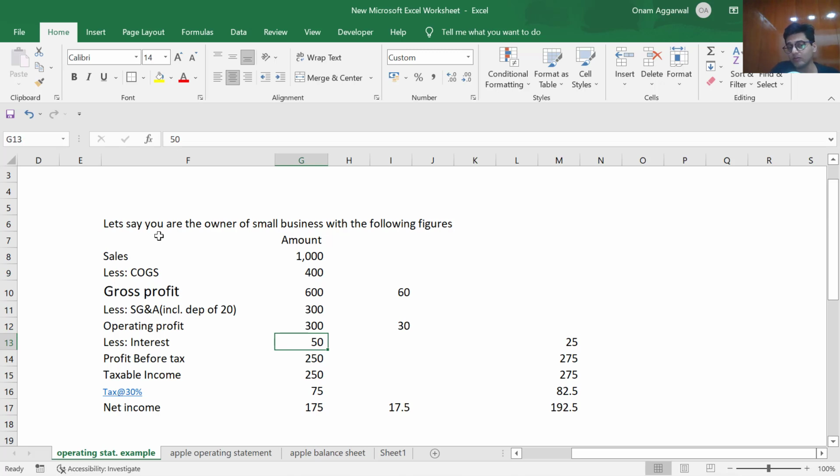From this, let's assume that we have taken a debt. On the servicing of debt, we have to pay interest of $50 a year, and we get a taxable income of $250.